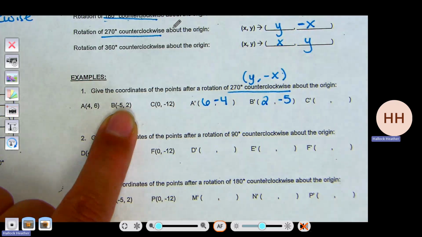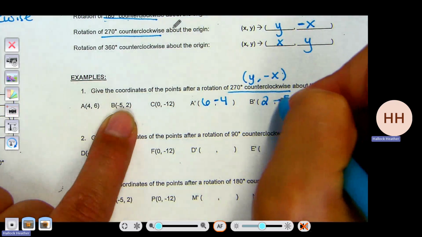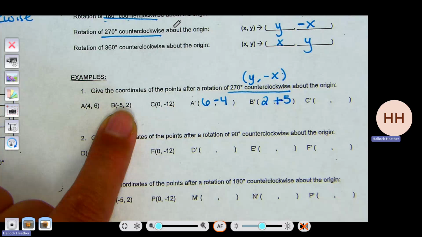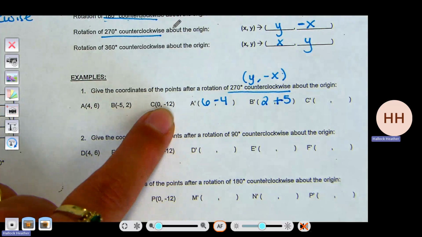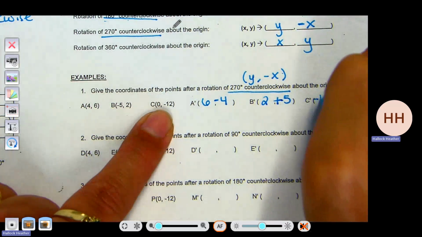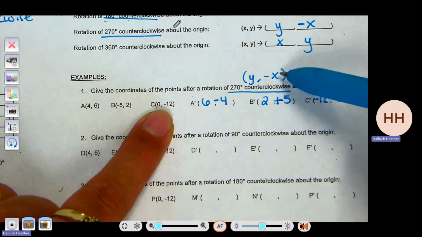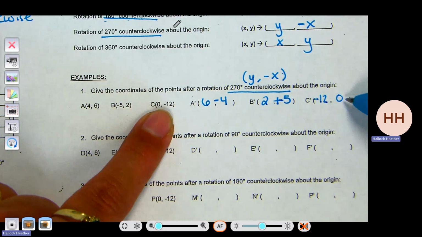So you can either make it into a plus sign, if you're using a pen, or you can erase the negative, but it turned positive. For C, C was 0, -12. I have to flip it to make -12, 0. And then the back becomes negative. Is 0 negative though? No, you just leave it because 0 is not negative or positive.